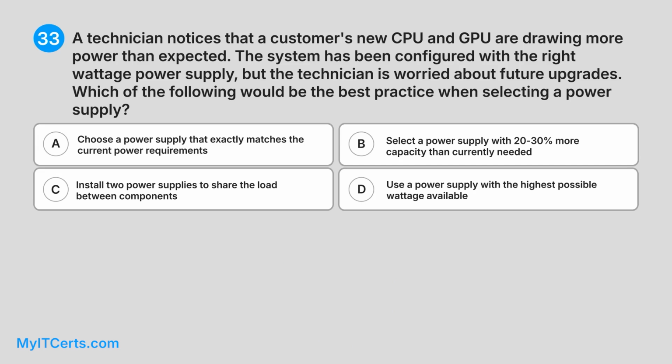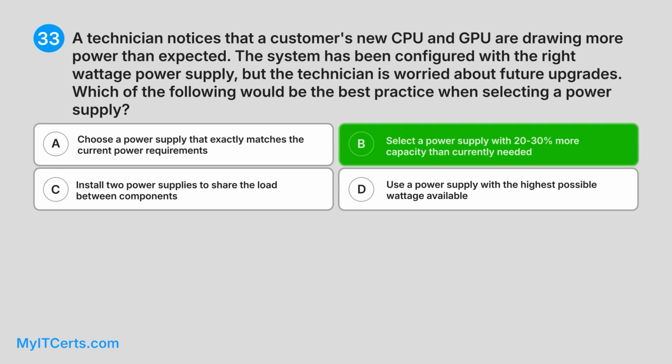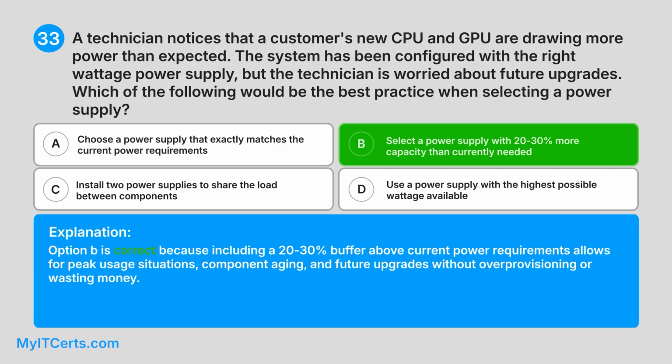Correct answer: B. Select a power supply with 20 to 30% more capacity than currently needed. Explanation: Option B is correct because including a 20 to 30% buffer above current power requirements allows for peak usage situations, component aging, and future upgrades without over-provisioning or wasting money.